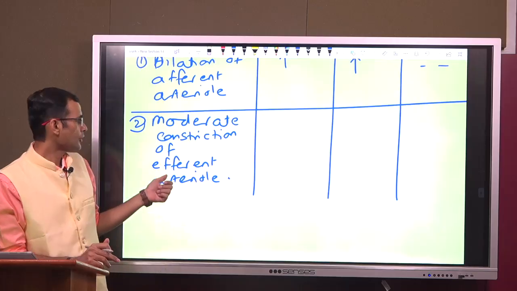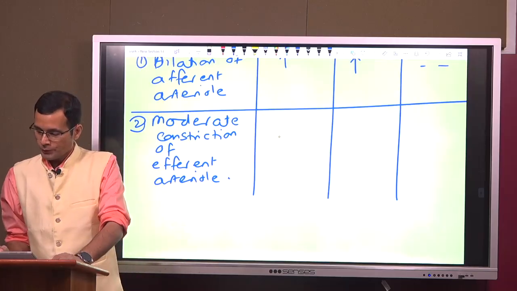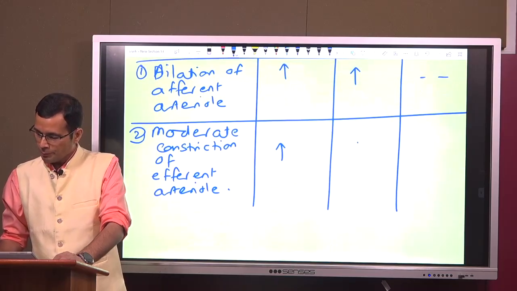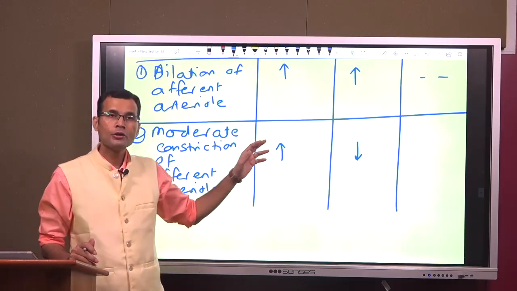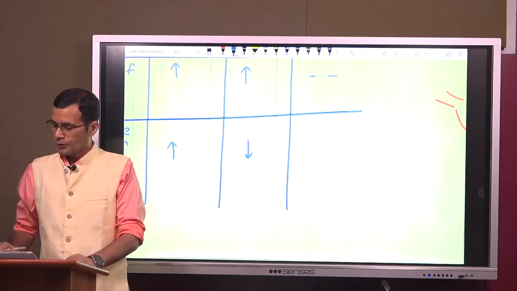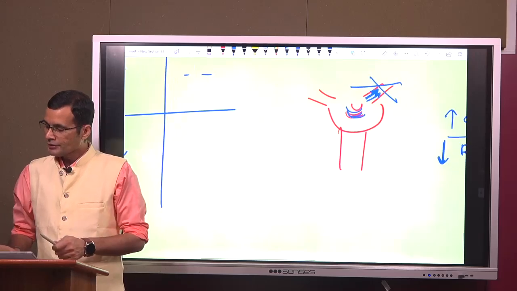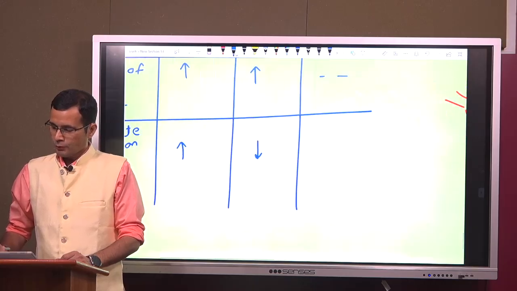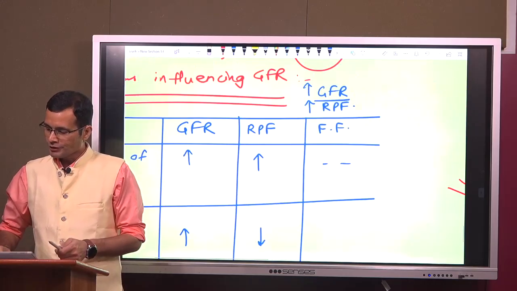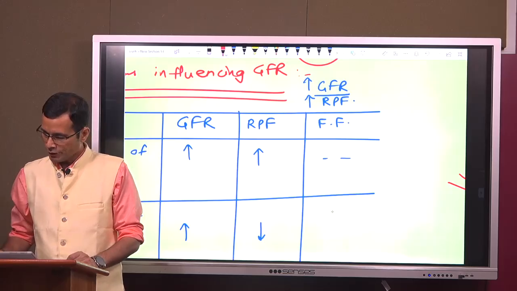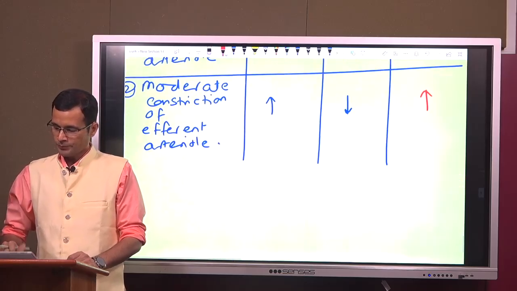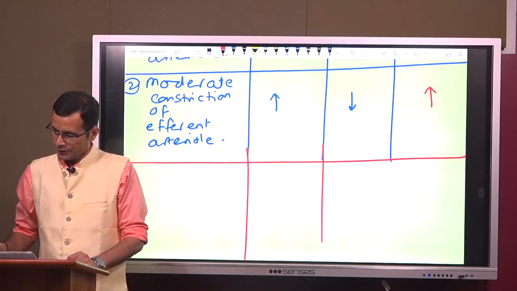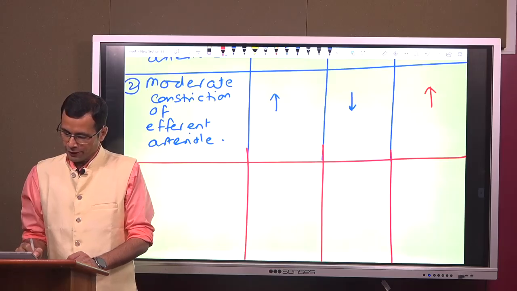In the moderate constriction of efferent arteriole, GFR increases and renal blood flow and renal plasma flow decreases. So, numerator has increased, denominator has decreased. What will happen to the filtration fraction? Filtration fraction will increase, right? Now, there is a twist. Look at the third influencing factor.